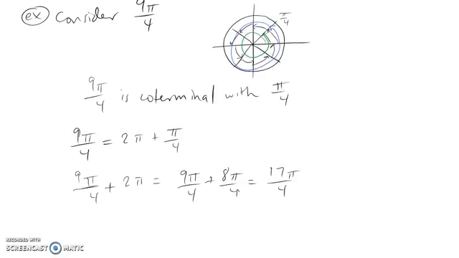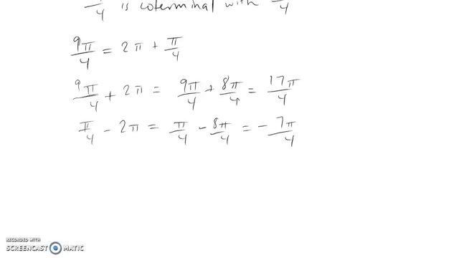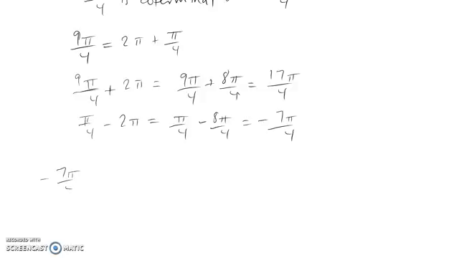I could also start at pi over 4 and go backwards to find a coterminal angle. What if I went this way? How far is that? Well, let's take pi over 4 and subtract 2 pi. So that's pi over 4 minus 8 pi over 4, which gives me negative 7 pi over 4. So it turns out that negative 7 pi over 4, pi over 4, 9 pi over 4, 17 pi over 4, and we could keep going in both directions, are coterminal.